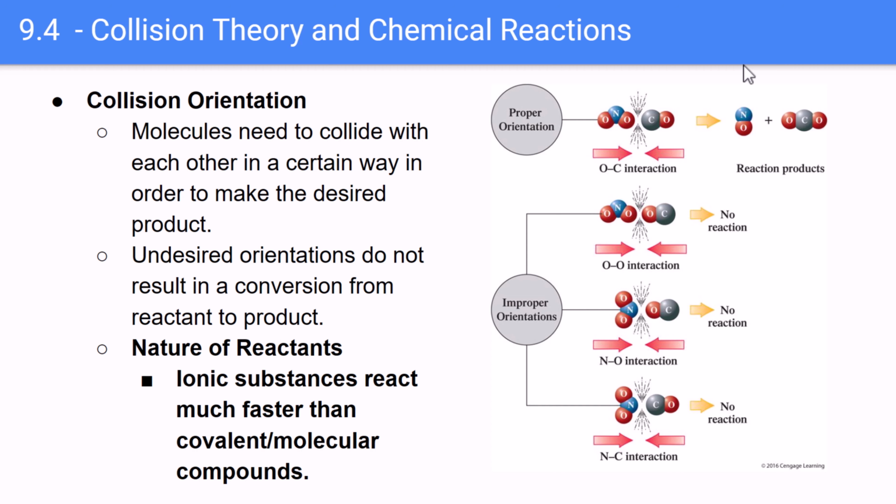Another factor that plays a role here is collision orientation, and that has to do with the fact that the molecules need to collide with each other in a certain way in order to make the desired product. So if I take a look at the example on the right-hand side here, we're trying to make carbon dioxide, and in order to get a proper orientation, the carbon monoxide that is here has to collide with the NO2 in the proper way in order to produce not only the correct atoms of CO2 that's here, but also the correct structure.